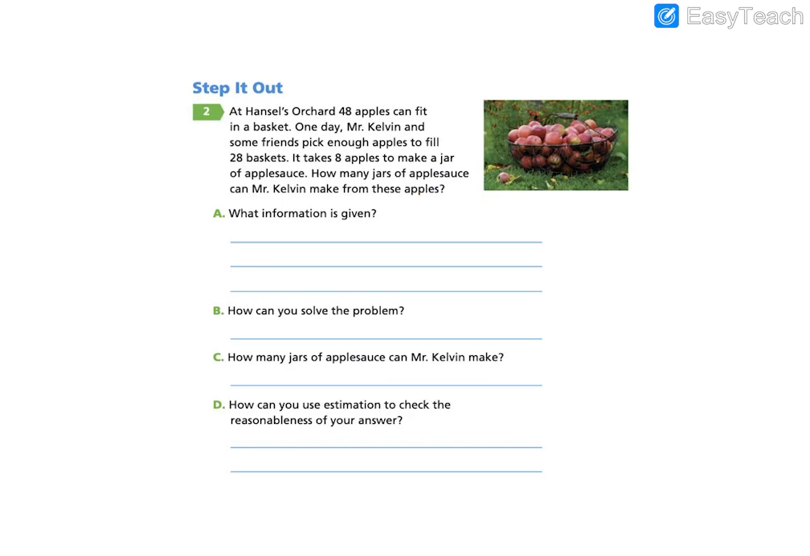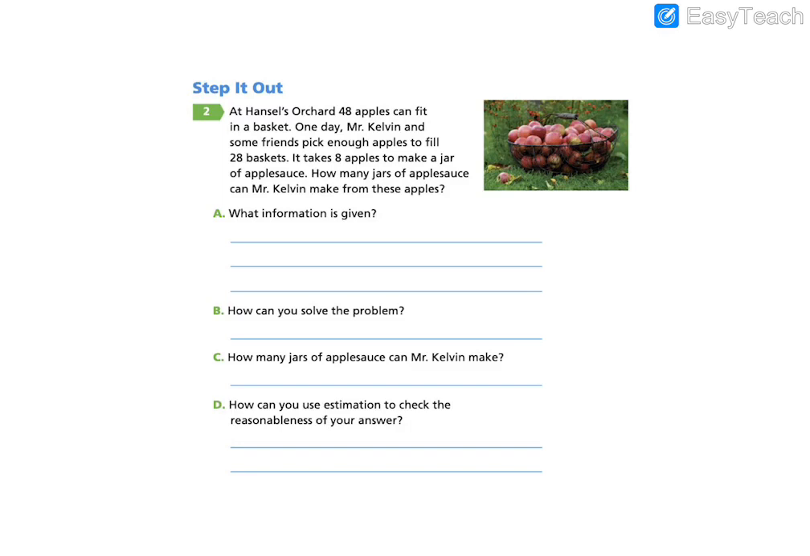Number 2. At Hansel's orchard, 48 apples can fit in a basket. One day, Mr. Kelvin and some friends pick enough apples to fill 28 baskets. It takes 8 apples to make a jar of applesauce. How many jars of applesauce can Mr. Kelvin make from these apples?